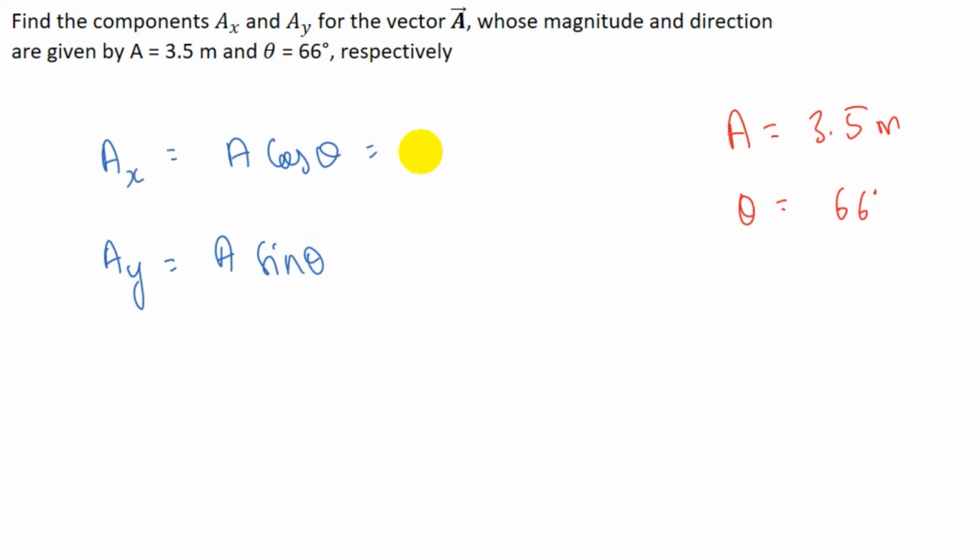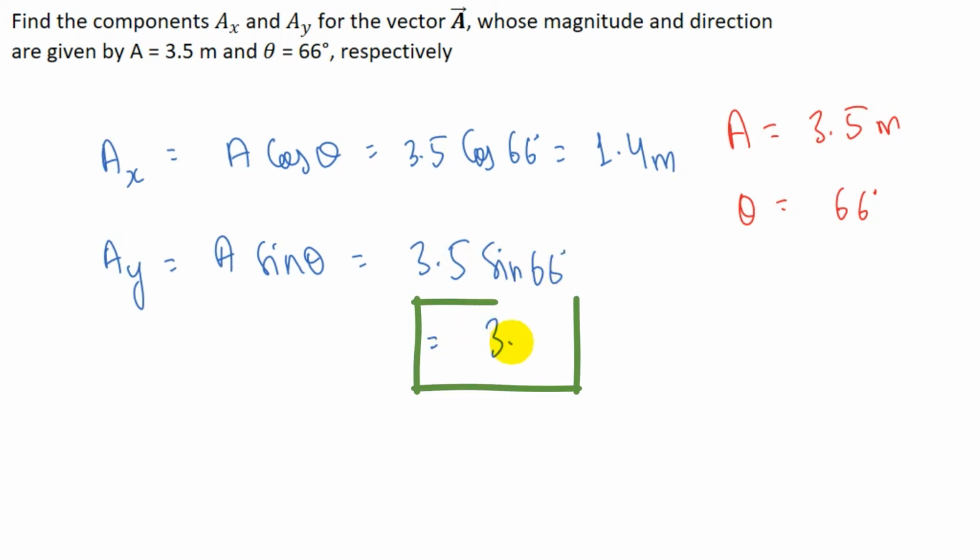Now simply we have to put the values. This is 3.5, cosine theta is cosine 66 degrees, and that would be equal to 1.4 meter. Now next we have A is 3.5 and this would be sine 66 degrees. So this would be equal to 3.2 meter. So this is the final answer for this question.